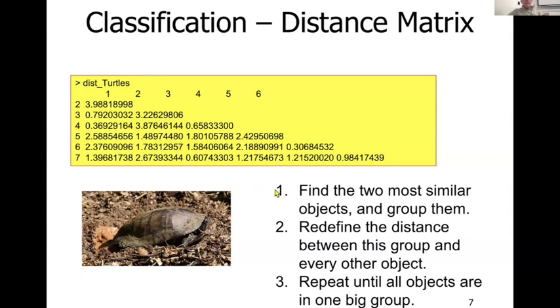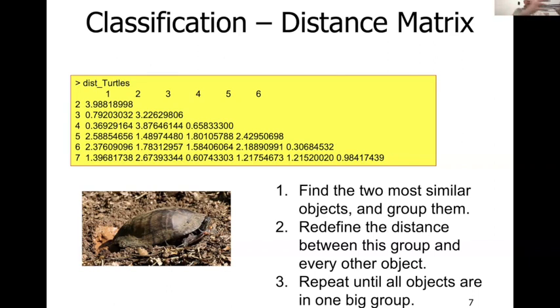So the way the classification works, and we'll see what's called a dendrogram, it looks like a tree, in the next slide. The way the classification works is that you have this distance matrix and you go through and you find the two most similar turtles, the two most similar objects, so they've got the smallest distance between them, and you combine them into a little group of two. And then you go back and figure out what the distance is between that pair and every other individual. And then once again, you look for the smallest distance and combine those.